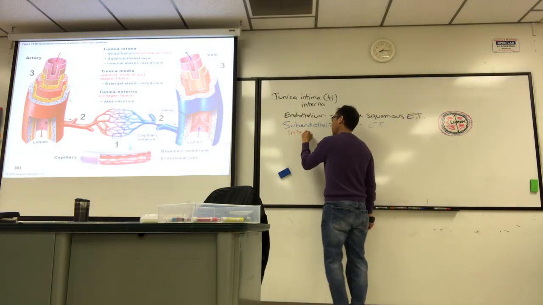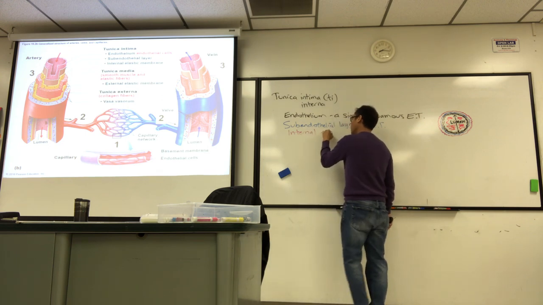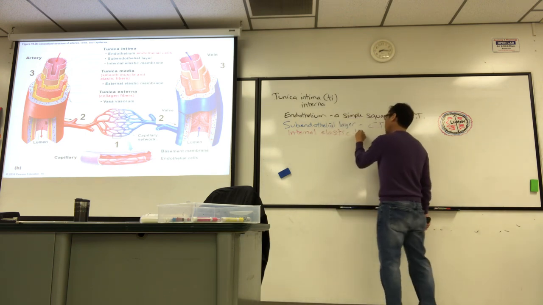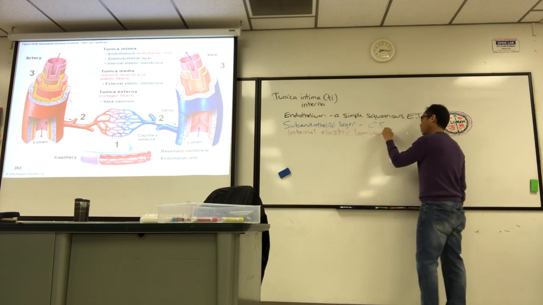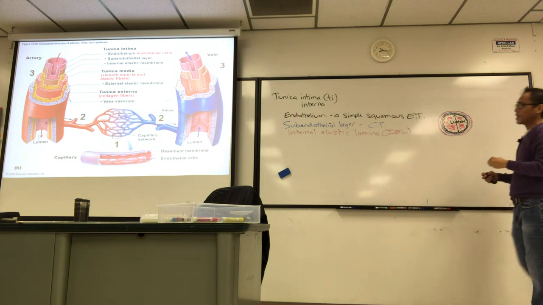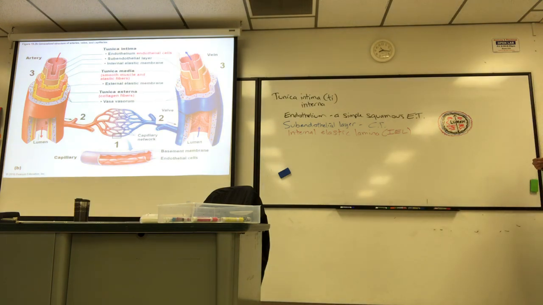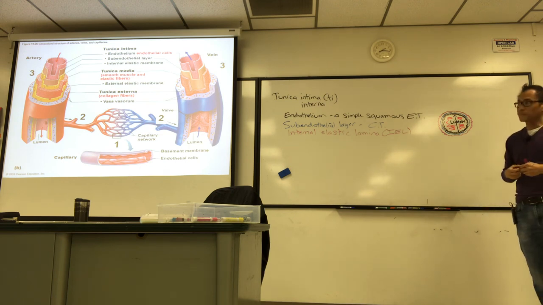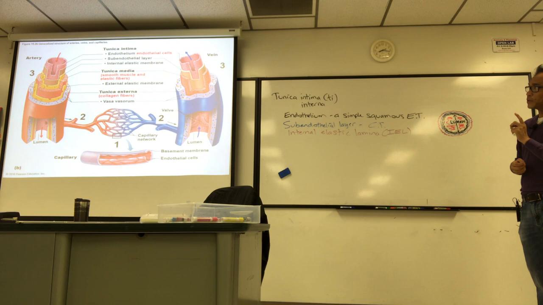Internal elastic lamina. Lamina means layer. You can call it the IEL for short. So that is the innermost layer, those three things basically. So you can see why you have an elastic membrane in the innermost layer there, so it can stretch as it receives the cardiac output. All right, so let's go to the tunica media.